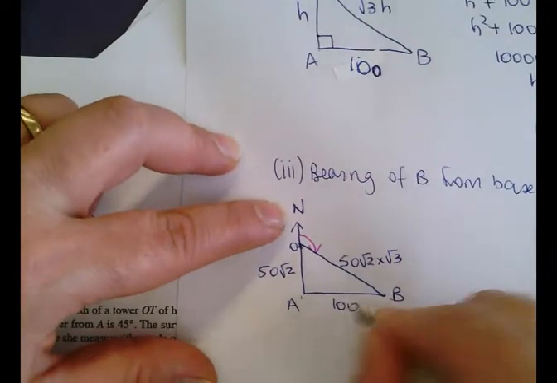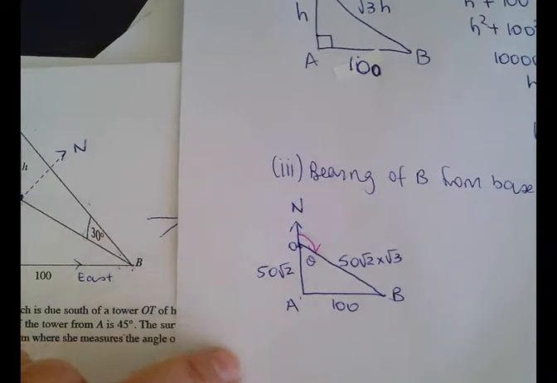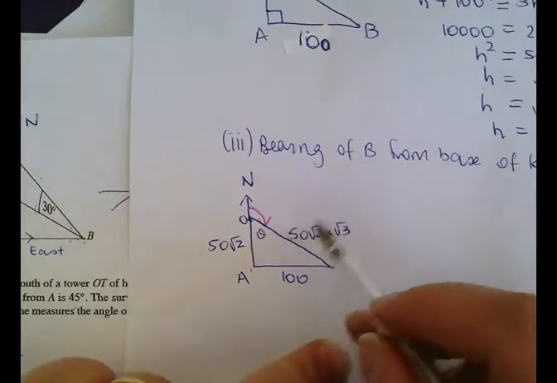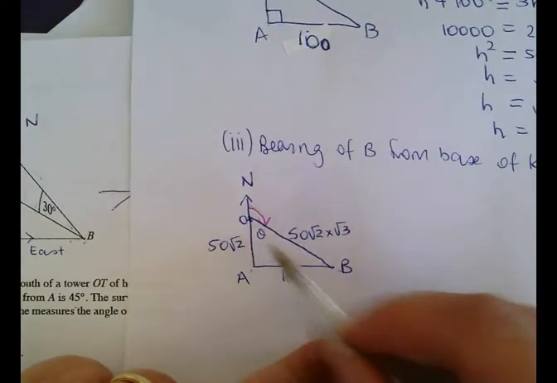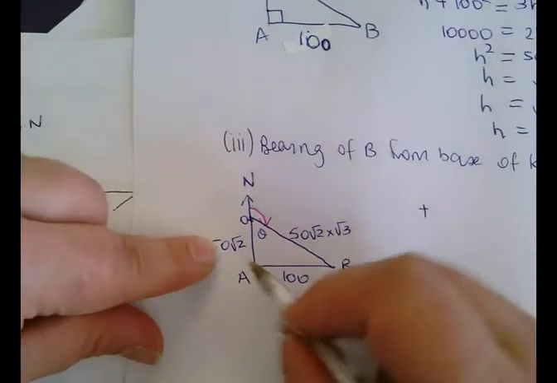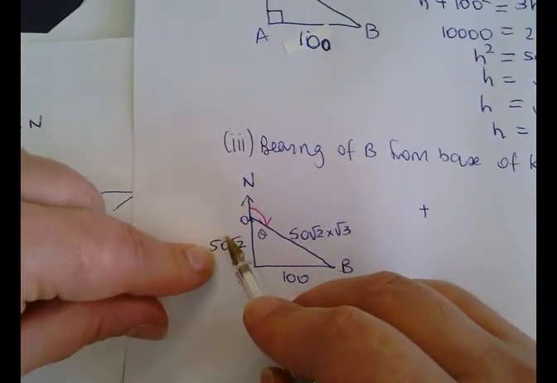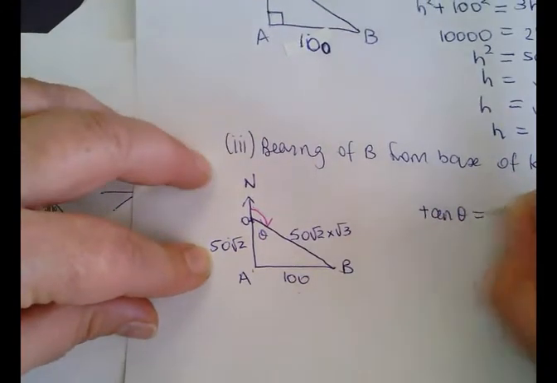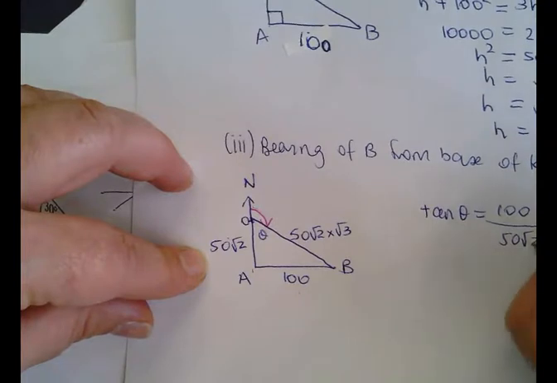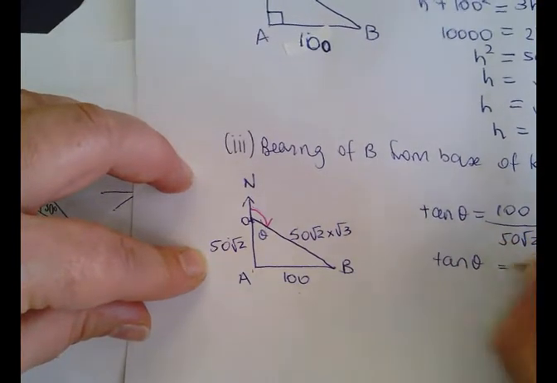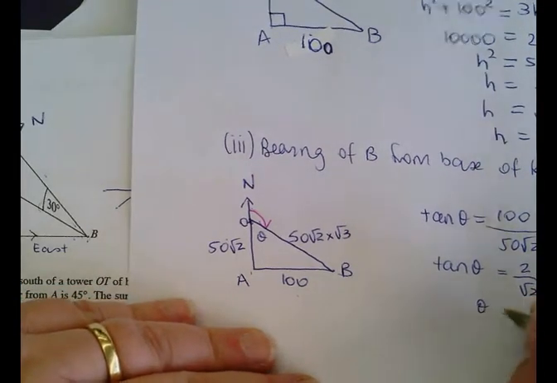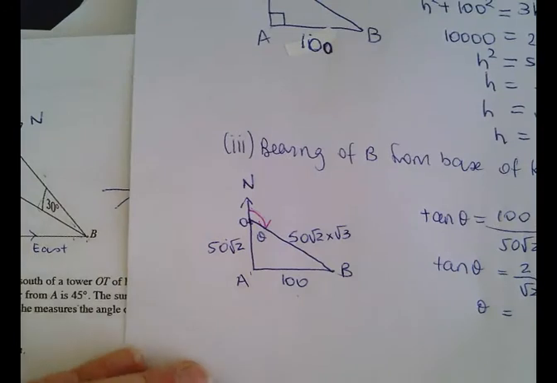And this is 100. Now, if I need this angle here, why don't I just find this angle there and do 180 minus? Now, I won't use this. I don't need this. See, it doesn't matter that you couldn't do this. You could have still, oh no, it does. But that's why it says show that H is 50 root 2. So even if you couldn't do it, you can still do the next part. So when I do tan of theta is 100 over 50 root 2. Tan of theta, isn't that 2 on root 2? So theta is inverse tan of 2 on root 2.